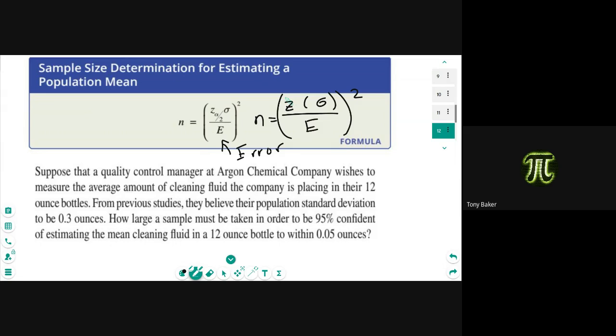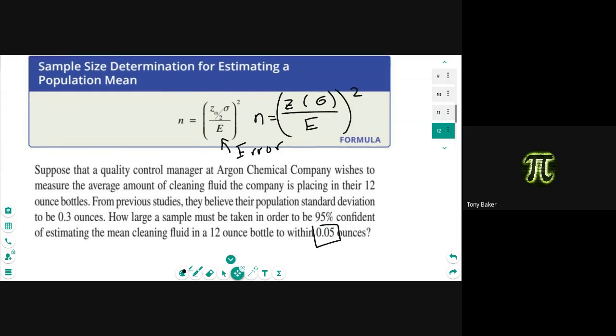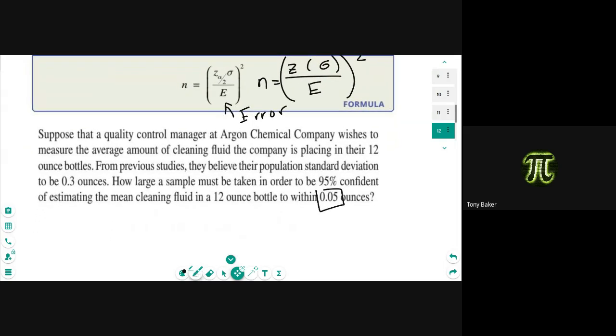That z is exactly the same z that we were using before, based on the table. So 95% is going to be 1.96 or whatever it happens to be. Standard deviation, they got to give it to you. And the error is what they're looking for. So in this case, they're looking for 0.05. So for this formula, it is z. So 95% is what for z? 1.96 times standard deviation, which is 0.3, over my error, 0.05, and I'm squaring.